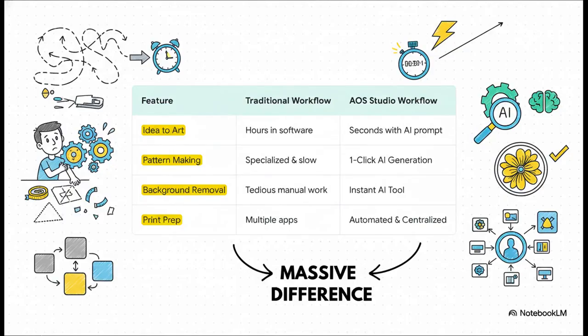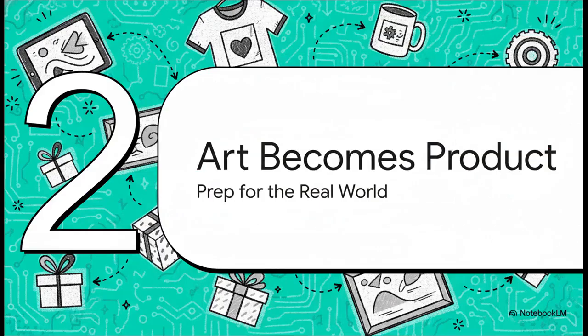And this is where you can really see the difference. Just look at the traditional way versus the AOS Studio way. I mean, things that used to take hours and some complicated software are now done in seconds. Specialized skills, like making patterns, that's now a one-click AI job. The difference in speed and just pure efficiency is absolutely massive. So you've got your art. Now what? Well, next, your art becomes a product.